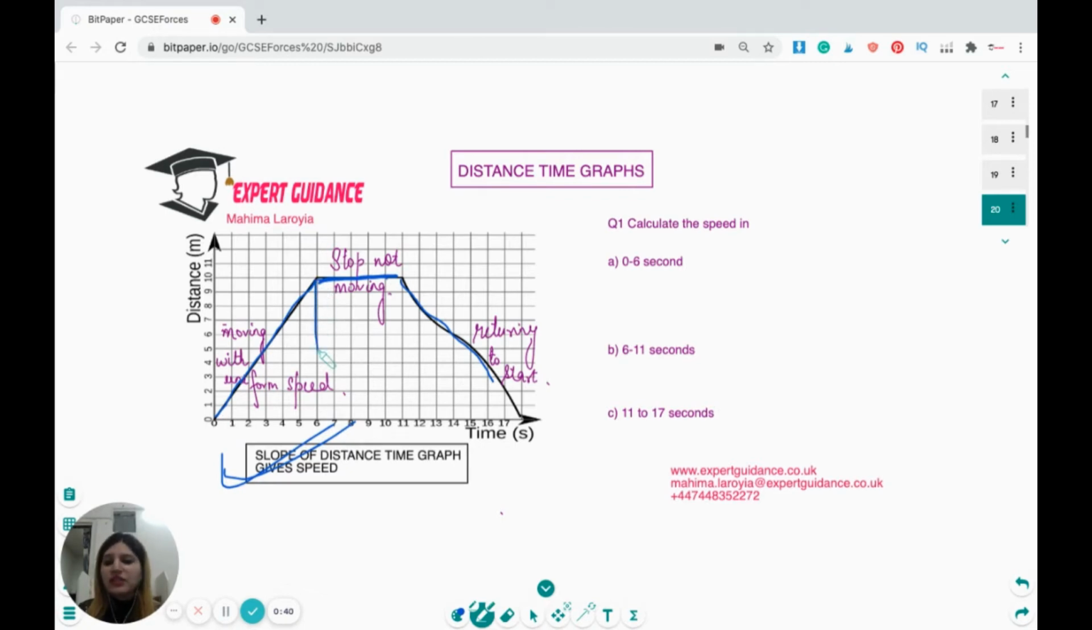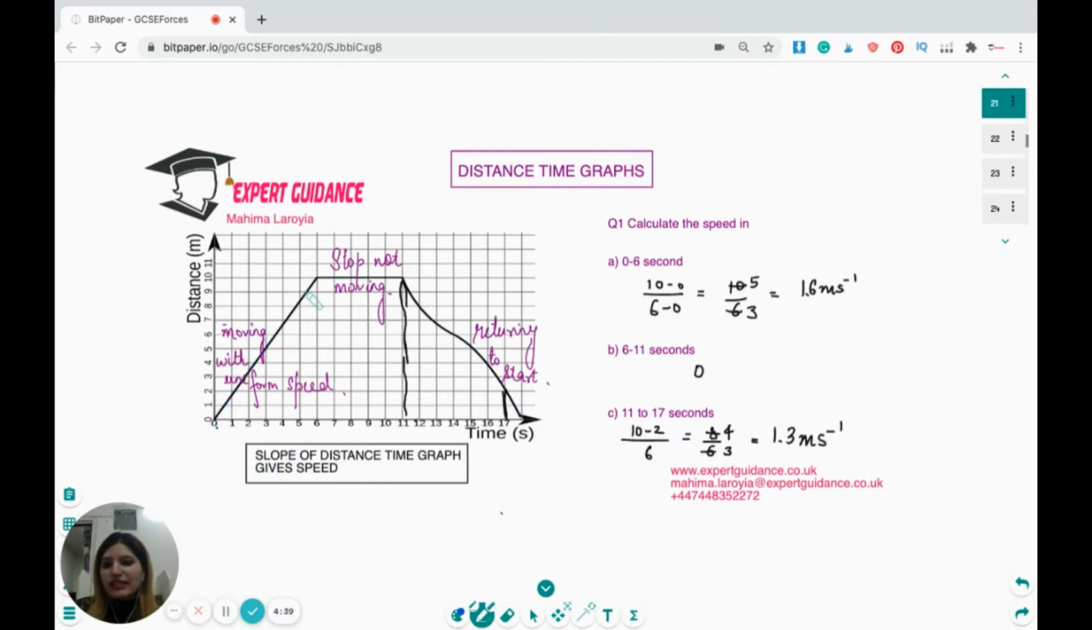How do you work out the gradient of the line? You take the difference between any two y points divided by the difference between the x points to work out the gradient. Okay, so now we will have a look at a distance time graph question, and we'll see how we'll work that out. We need to calculate the speed from 0 to 6 seconds, that is the straight part of the graph. Calculate the speed from 6 to 11 seconds, that is this part of the graph, and 11 to 17 seconds. Okay, so you can have a go at this, pause the video, and then come back to check the answer.